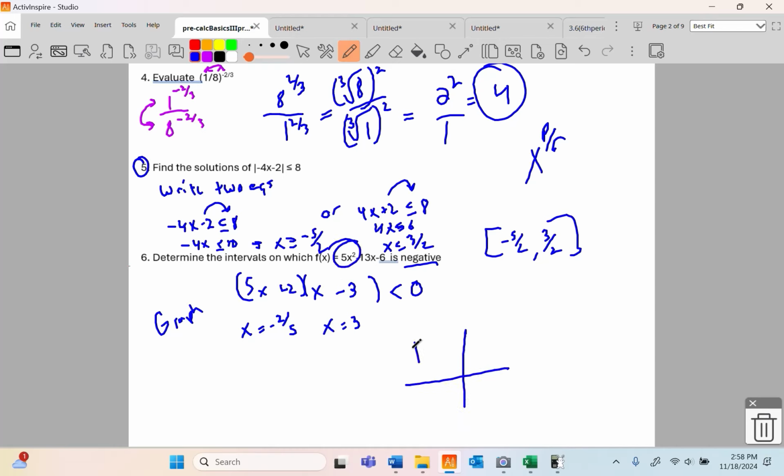5x squared starts high, ends high. We cross at 3 and at negative 2/5, which would be like right here. So we always think about the graphs, and this is the negative territory. I am negative so long as I am literally stuck between negative 2/5 and 3. As an interval, negative 2/5, comma 3.